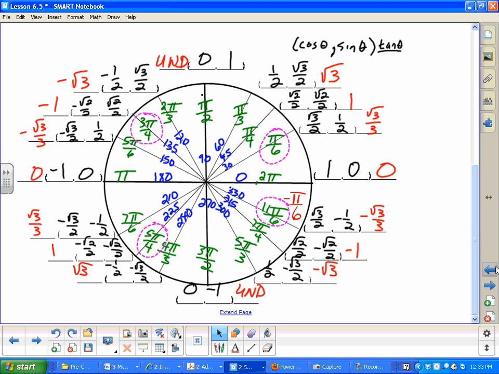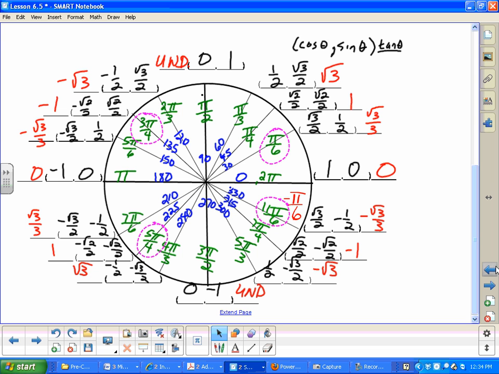Okay? So if I look at pi over 6 and negative pi over 6, cosine, they're the same. Square root 3 over 2, both of them. Sine, at pi over 6, it's 1/2. At negative pi over 6, it's negative 1/2. Okay? The sign changes.